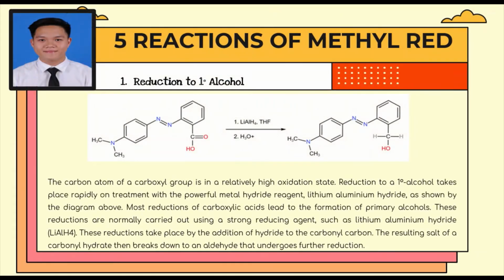There are 5 reactions of methyl red. The first reaction is the reduction of methyl red to a primary alcohol. This reaction involves the reaction of methyl red with a strong reducing agent such as lithium aluminum hydride to produce a primary alcohol. The carbon atom of the carboxyl group is in a relatively high oxidative state. So, reduction to a primary alcohol takes place rapidly on treatment with a powerful metal hydride reagent.